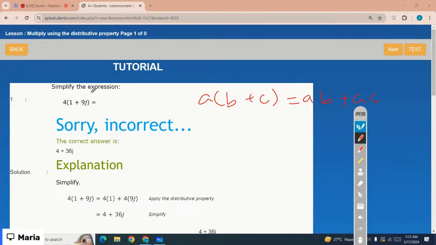The same way you have to do here. You have to do 4 times 1 and plus you have to do 4 times 9j. 4 times 1 is 4 and 4 times 9 is 36j. So the correct option is 4 plus 36j. Got it?